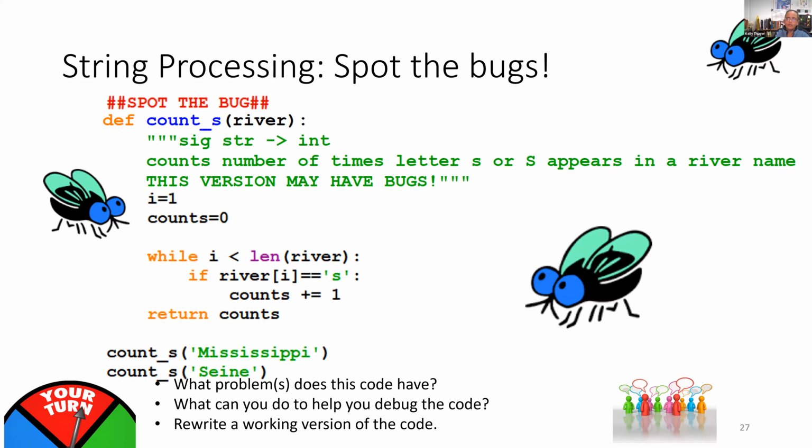All right, now it's time for you to take a look at this string processing, spot the bugs. So here's a countS of river. We're going to send up the name of 2 different rivers, and then we're going to send a string. Looks good. And we're going to return an integer. It counts the number of times the letter S, lowercase s or uppercase S, appears in a river name. This version may have bugs.